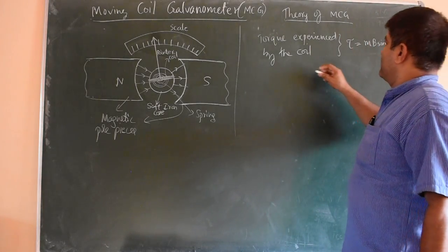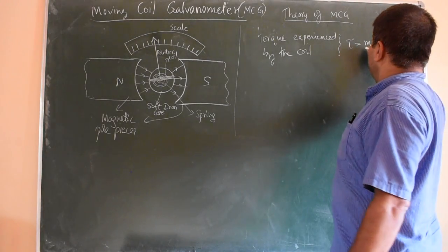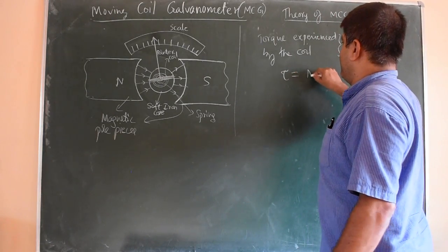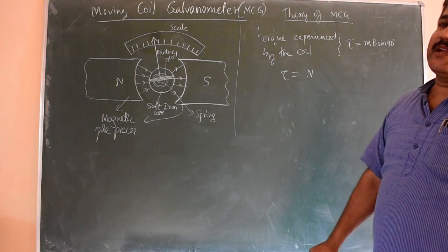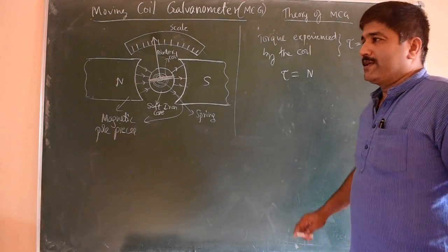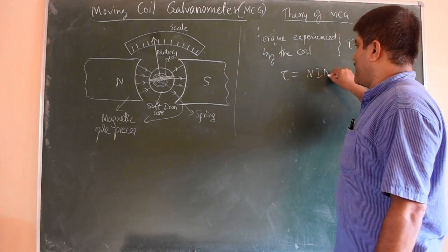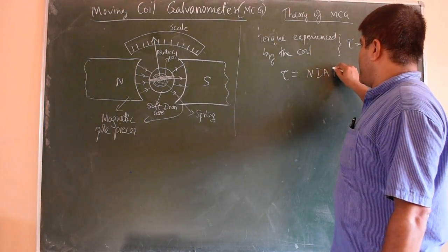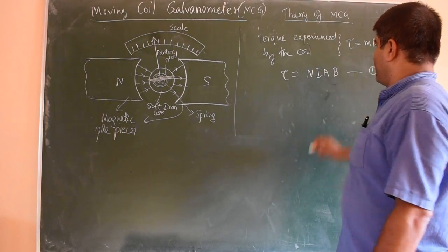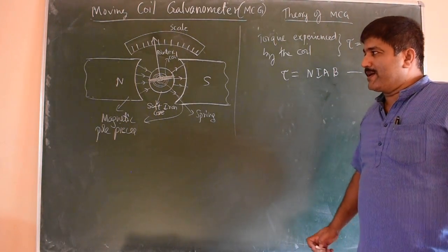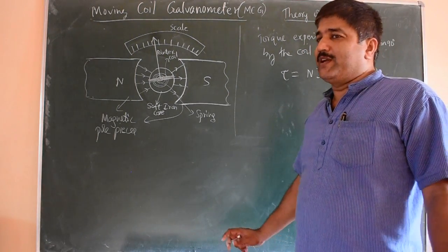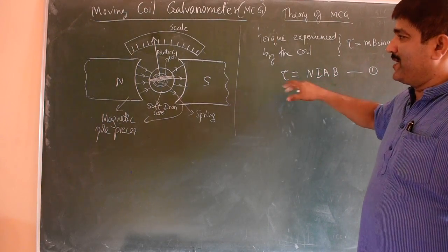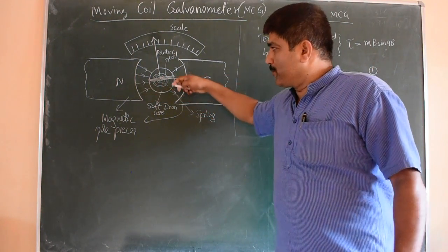So MB sin theta is for one turn of the coil. Whenever n turns are there, it will be N times m. What is the magnetic dipole moment of a coil? It is NIA. Then B sin theta is 1. So this is equation 1. The torque experienced by a coil when placed in the magnetic field is NIAB, where N is the number of turns in this coil.